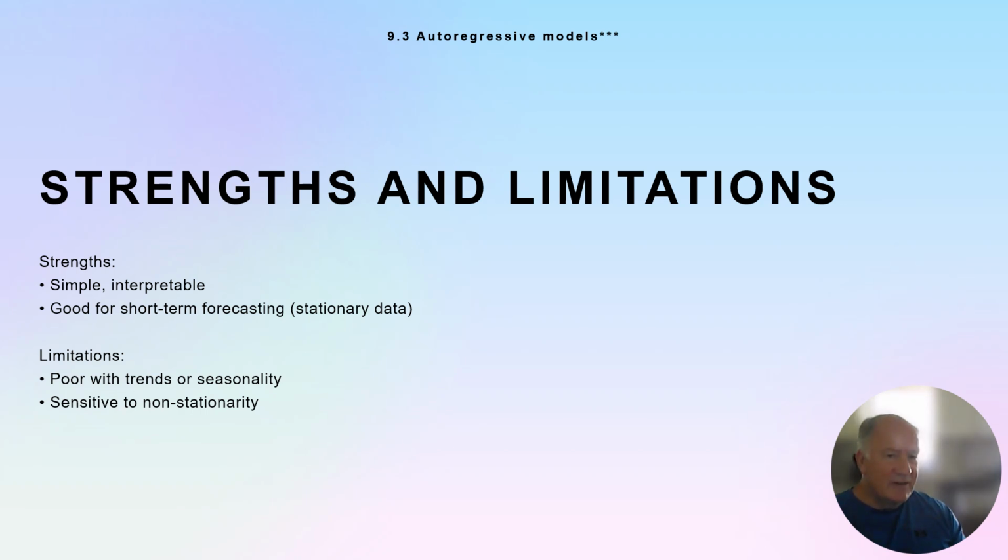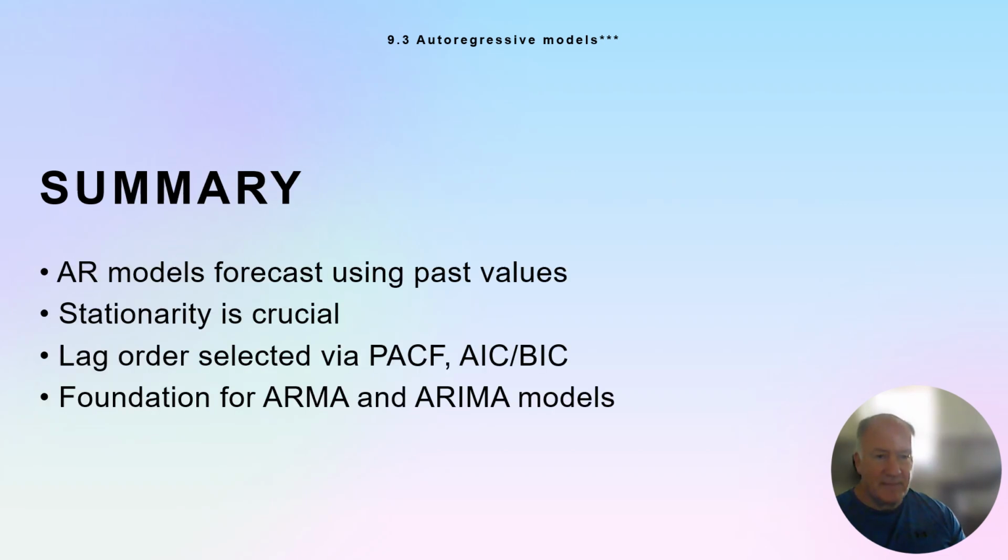If we look at the strengths and limitations, the strengths are that it's simple and interpretable, and it's good for short-term forecasting of stationary data. It doesn't do well with trends or seasonality, and it's sensitive to non-stationarity. So in summary, AR models forecast using past values. Stationarity is crucial, the lag order is selected via PACF or AIC or BIC, and it's a foundation for the ARIMA and ARMA models.